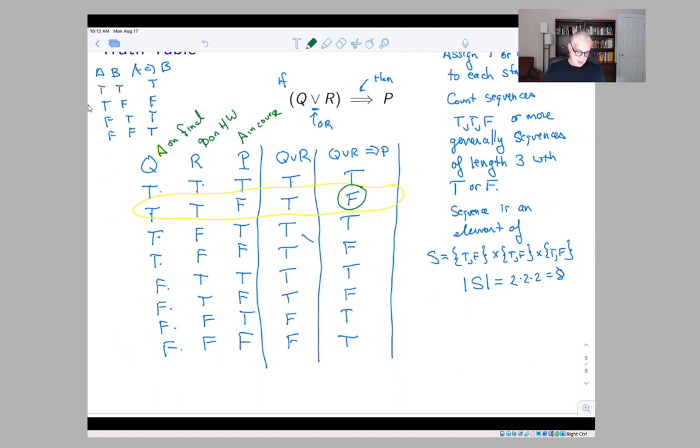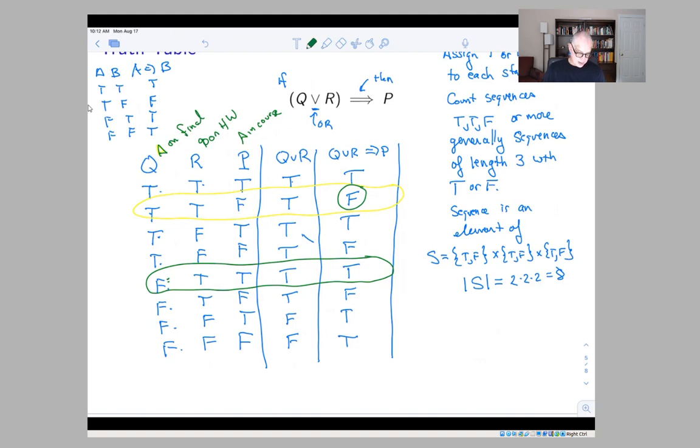What about this row here? Just to look at another example. So what's going on here? Here, you didn't get an A on the final, because this is false, but you did get a 90 on the homework, and you did get an A in the course. So the professor told the truth, because he said, if you get an A on the final or a 90 on the homework, then you're going to pass the course. And in this case, that worked out. You did get a 90 on the homework, and that was enough to get an A in the course.